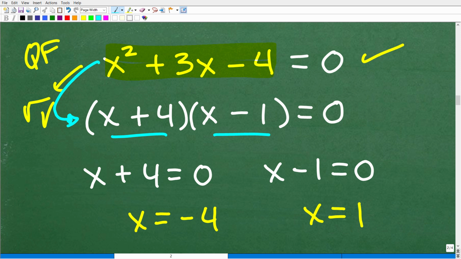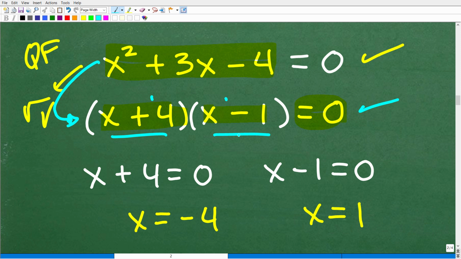So let's think about this. I have this thing being multiplied by this thing, and the answer is 0. So if I said to you, hey, I have two numbers, and when I multiply them together, the answer is 0, what does that tell you about one or both of those numbers? Well, the only way you multiply two numbers together and get an answer of 0 is that one or both of those numbers are 0. That's called the zero product property.